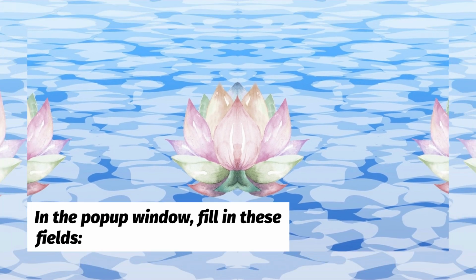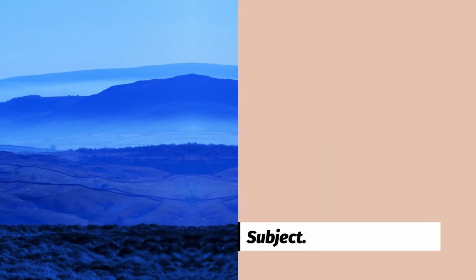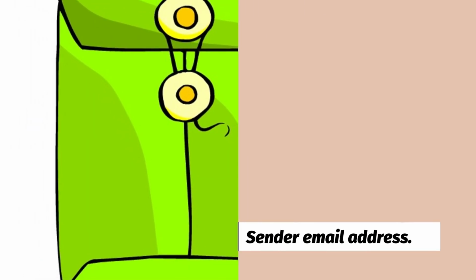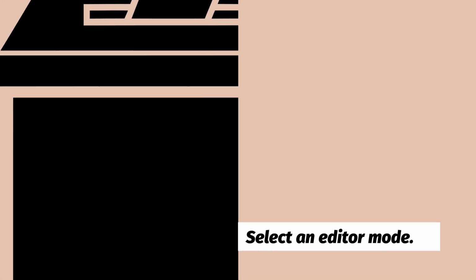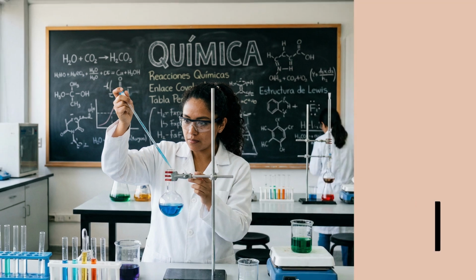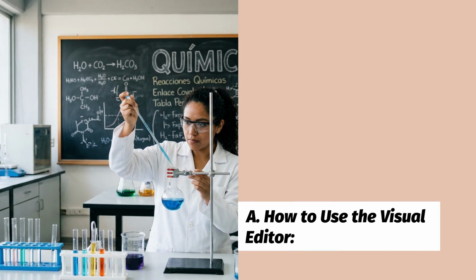A. How to use the visual editor. The visual editor is only for newsletters and campaigns. Select the visual editor. Choose a template. Click Save. In the visual editor you can access editor settings, drag and drop content elements, add layout elements, switch between desktop and mobile views.